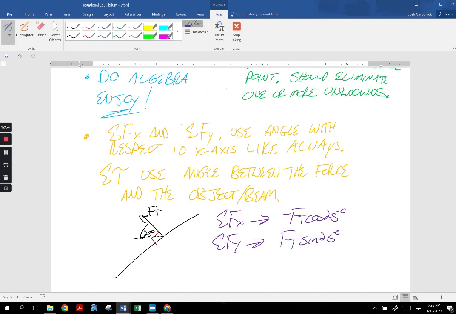When it comes to the torque, torque is Ft sine theta, but it's the angle between the applied force and the beam or the object, which I've just said is 90 degrees. So when you're doing the sum of the torques for this, you would say Ft times L, or R, which I believe in this problem is 3/4 L. You'll know the homework problem when you see it. Sine 90, which is 1. Just wanted to bring that to your attention.